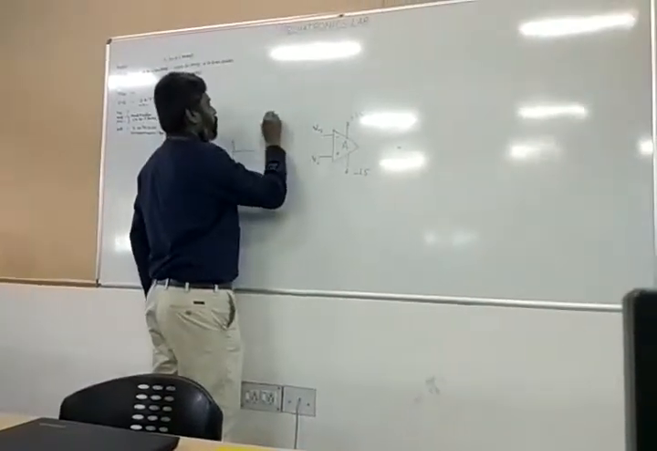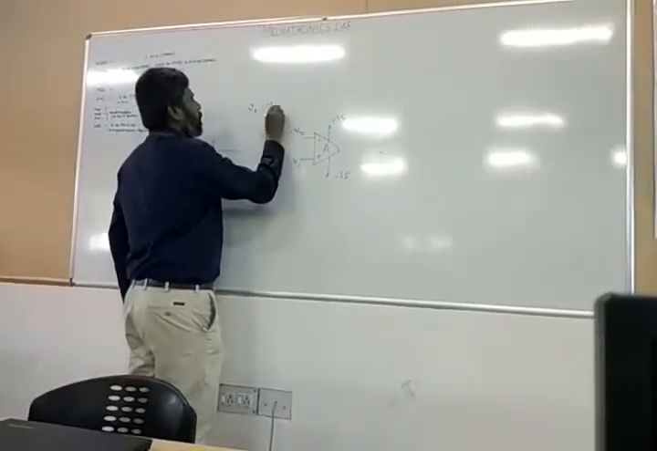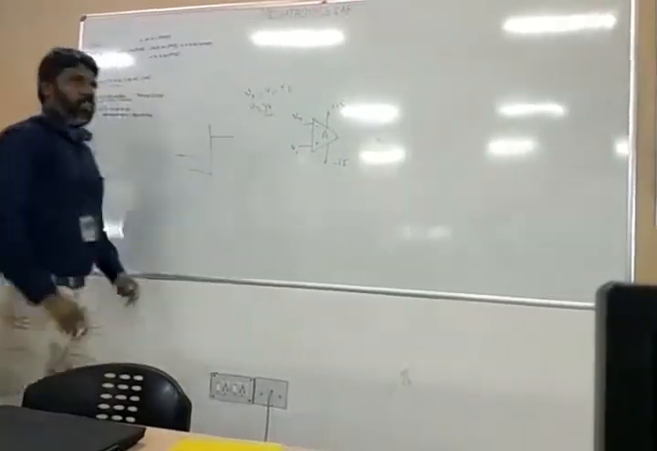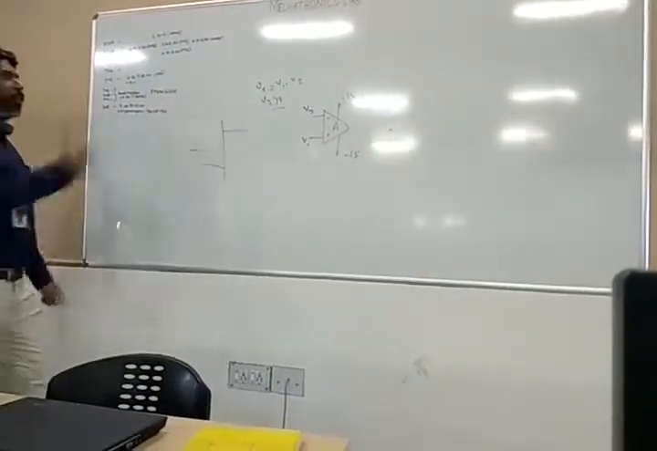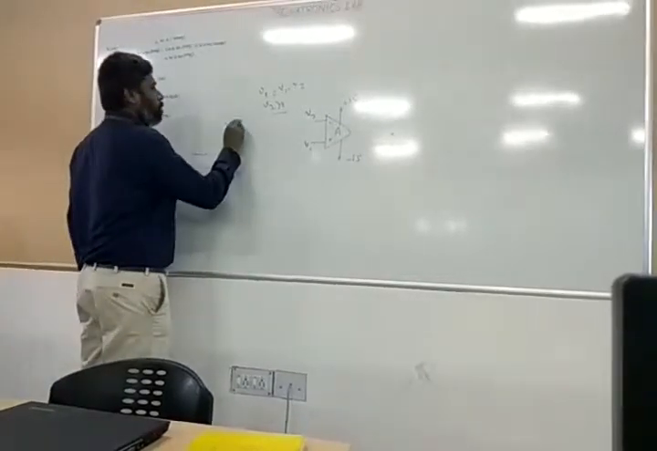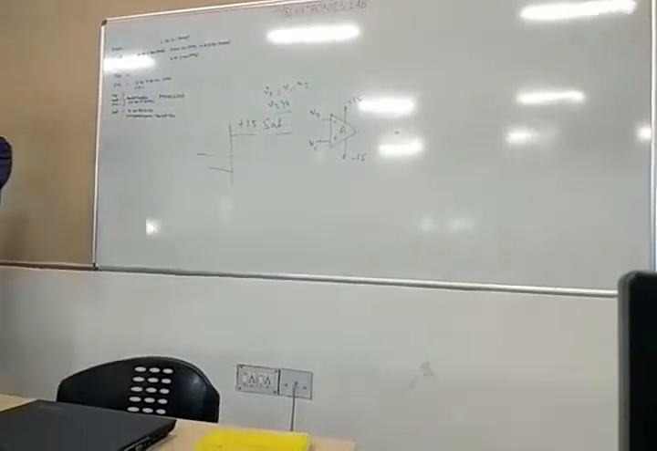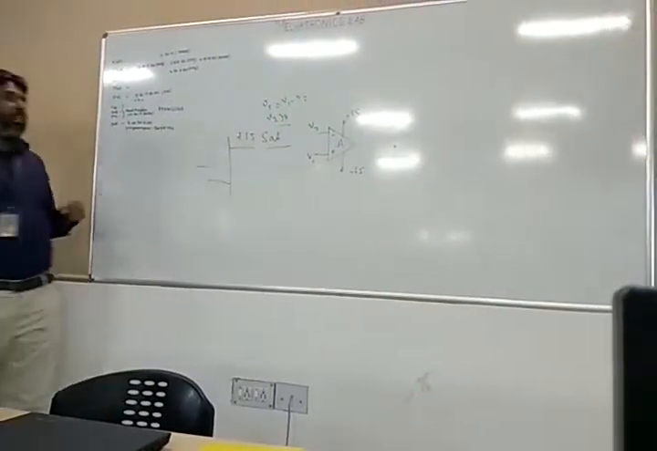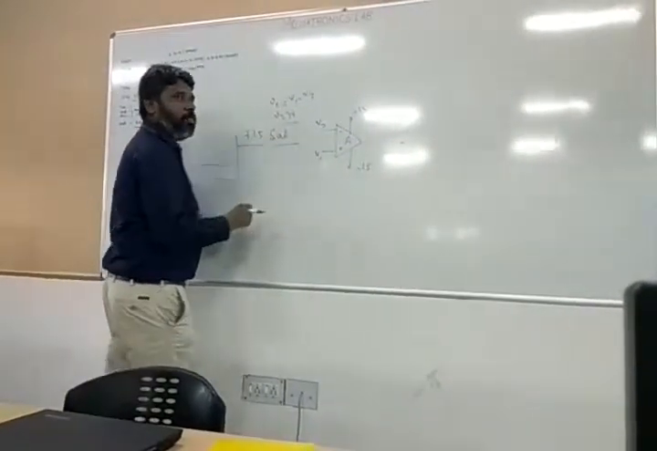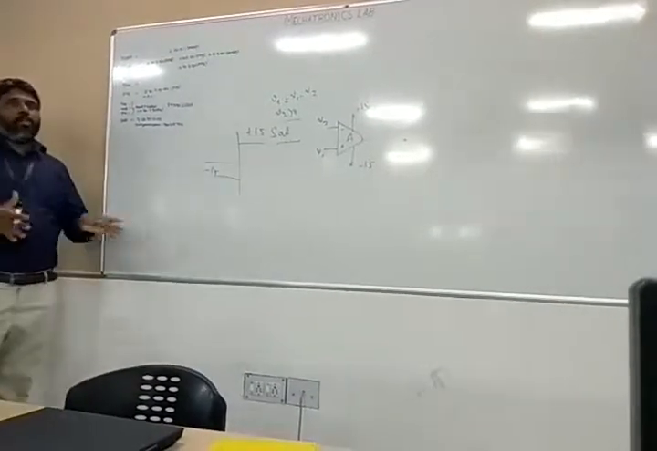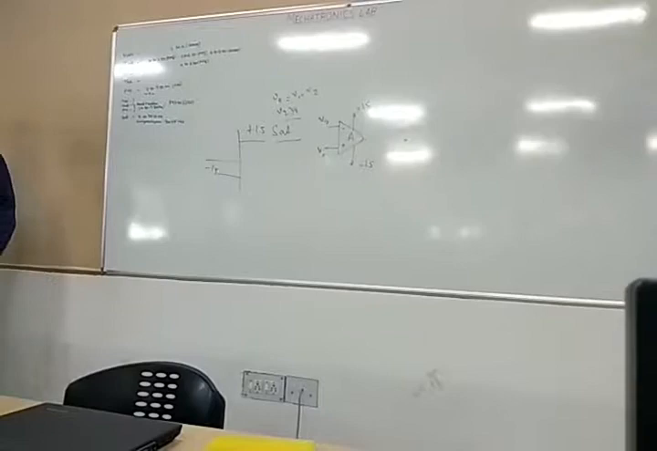Okay, so we'll define V1 and V2. Let's say this is V1, V2, and the error is V1 minus V2. If V is a small positive, since the open-loop gain is very large, it will go to where? Plus 15. So the output will be saturated. Okay, this problem is due to non-linearity. Suppose if the input is a small negative, what will happen? It will go to minus 15, right? It never ever follows a linear relationship.